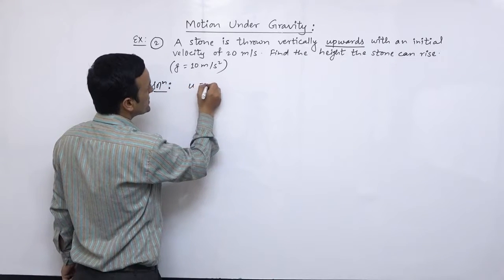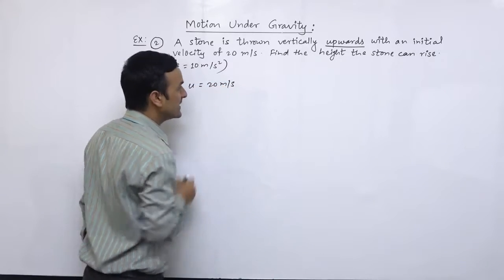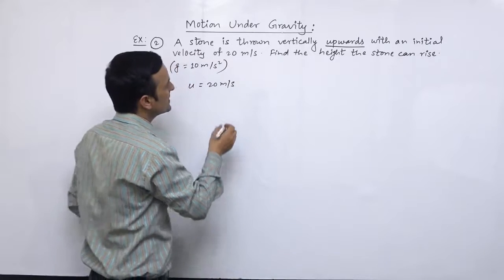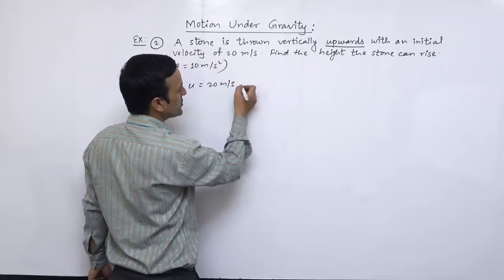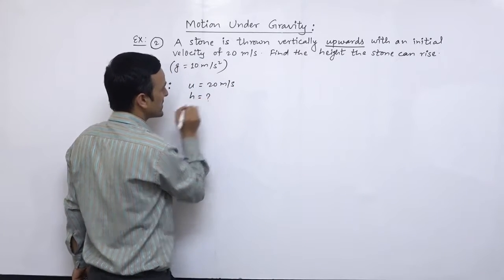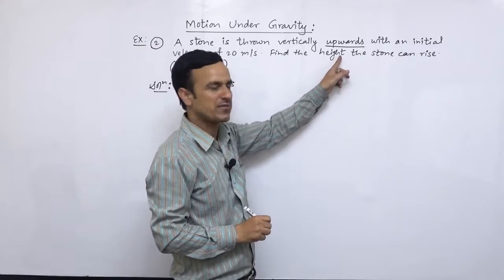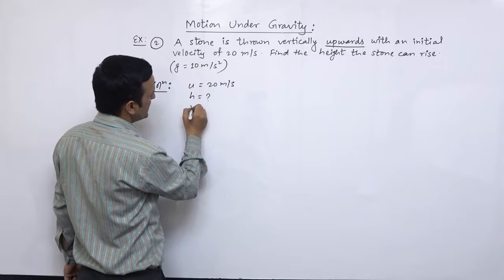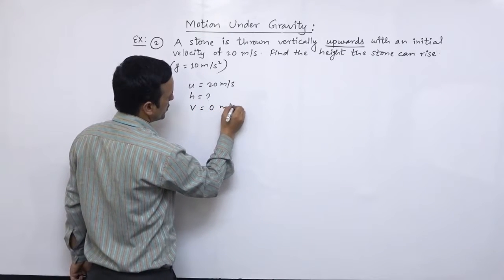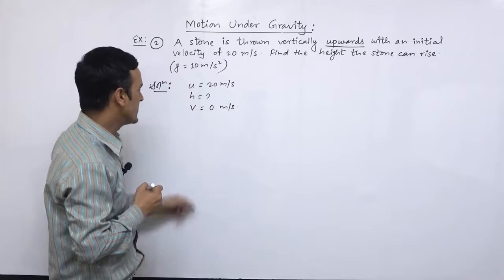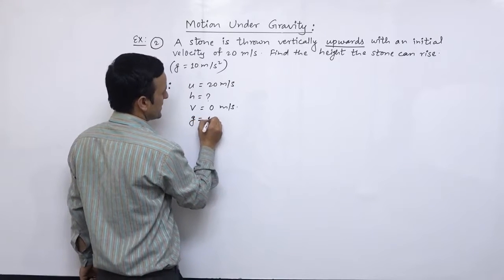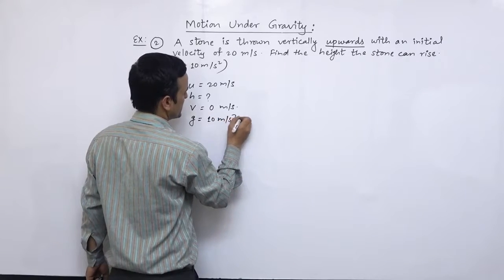So we can solve this question by this. Here u is equal to 20 meter per second. It is given, that is the initial velocity. Maximum height we don't know. So h is equal to what? Maximum height we can find out. We have to find it, and in this position v is equal to 0 for maximum height. Its velocity is 0 and g is given in the question, meter per second square.